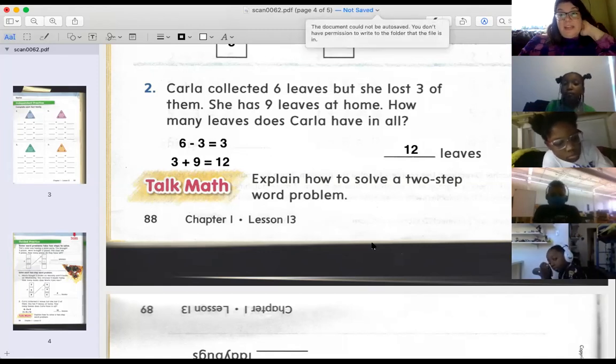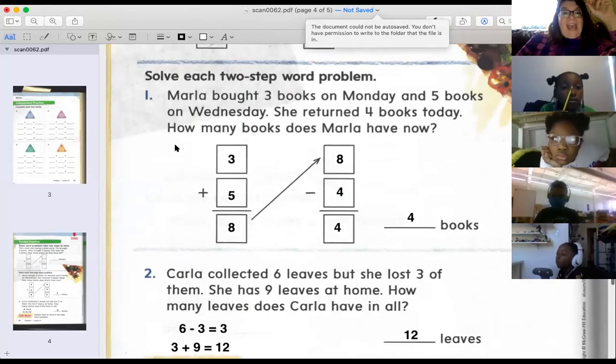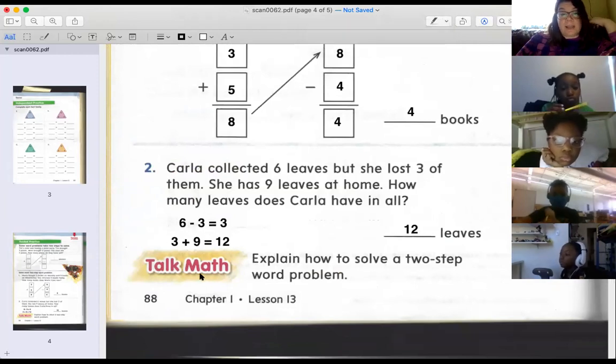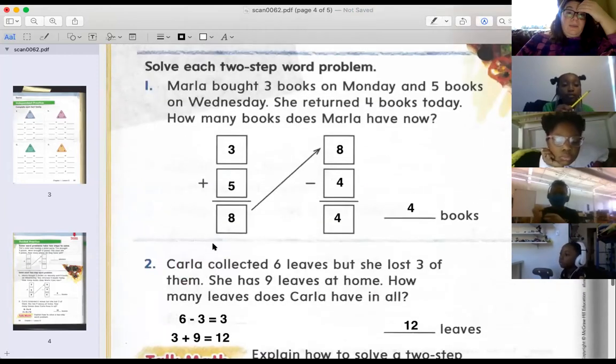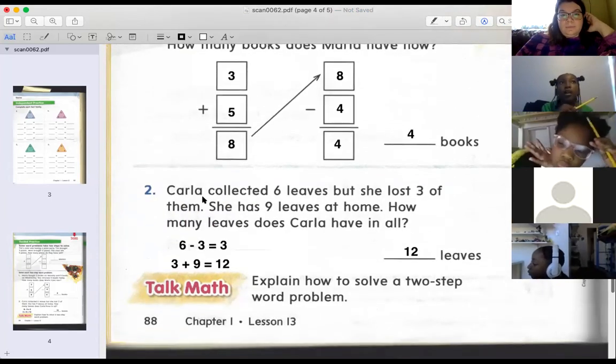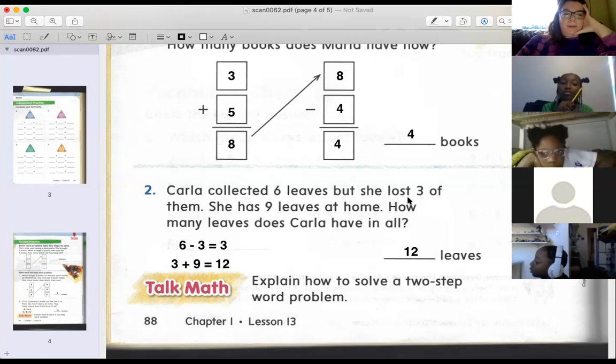So we have to really read it and look for those clues. Figure out in the words if our first step is adding or subtracting, because it's not always the same. Number 1, we added first and then we subtracted. And number 2, we subtracted first and then we added. So we have to pay attention to the wording. If it's saying things like she lost or they gave away, then we know we're subtracting, we're taking away.